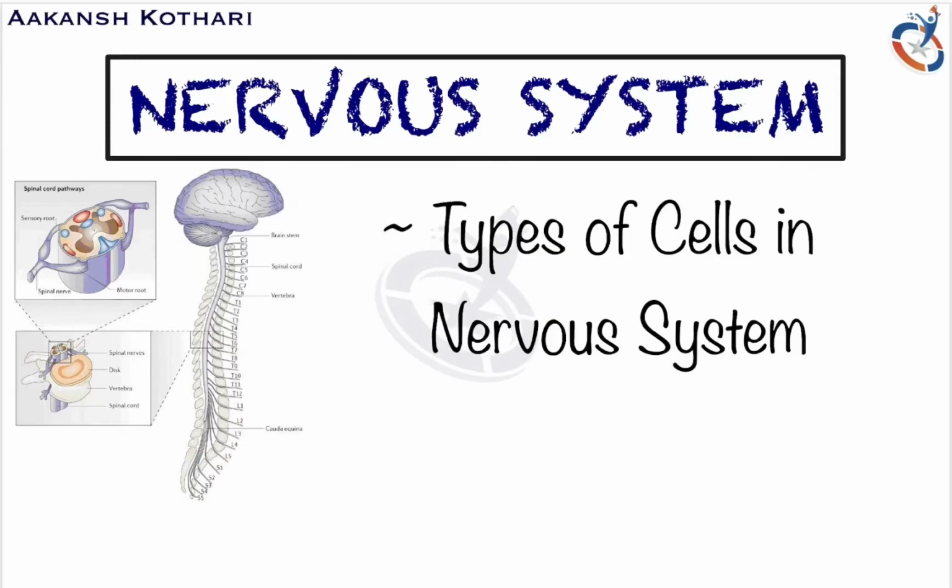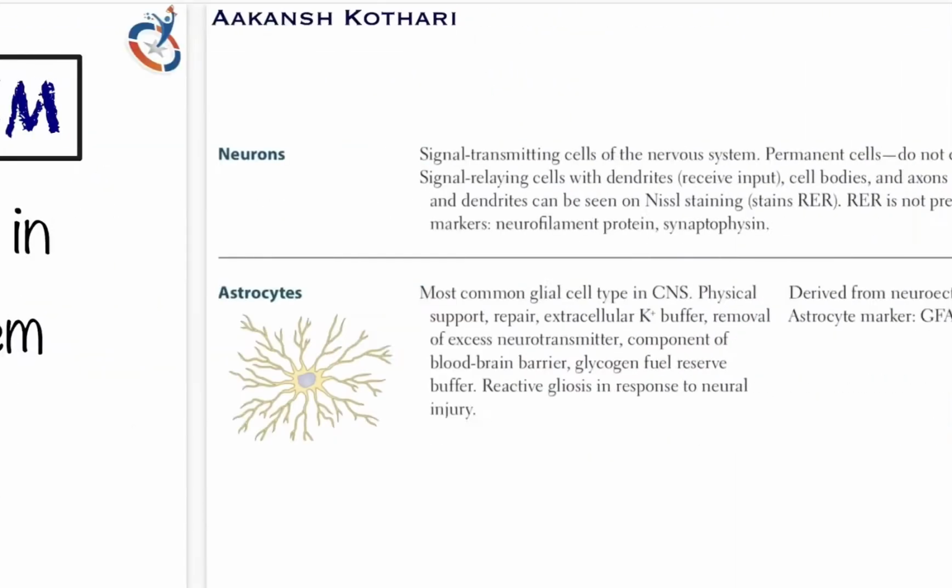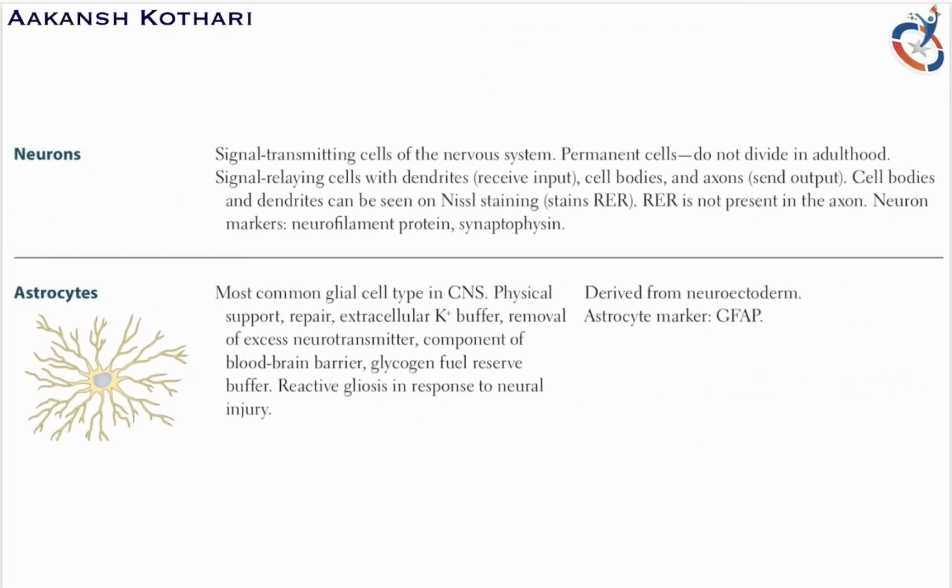In this module, we'll talk about the anatomy aspect of the nervous system, in which we will cover the different types of cells present in the nervous system. Okay, so starting with the first and the basic fundamental unit of the nervous system, which is the neuron. Neuron is a fundamental unit of the nervous system.